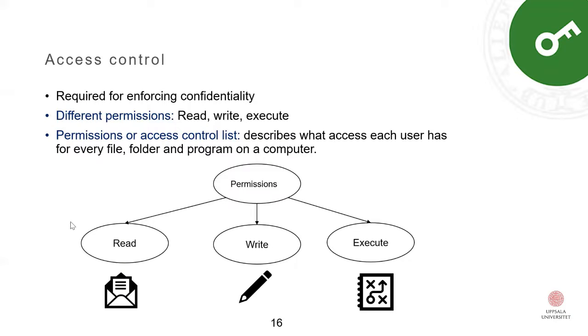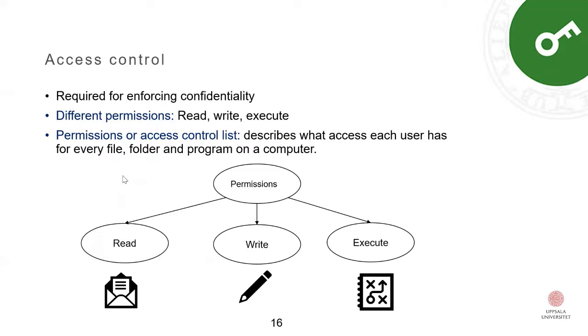In case of a code, when you have read permission, you can just look at the code and see what is inside there, but you might not have the possibility to change it. When you have write permission, you can write a new piece of code or change a previous piece of code. And when you have execute permission, you can run the code.